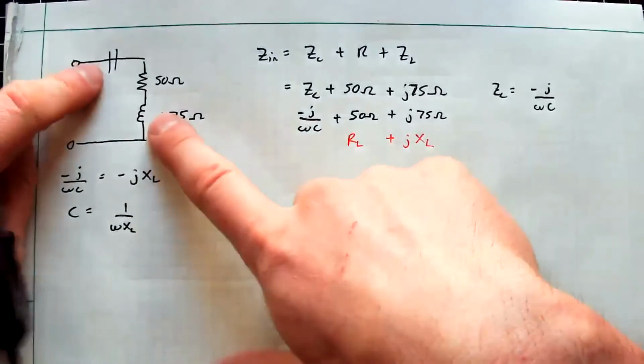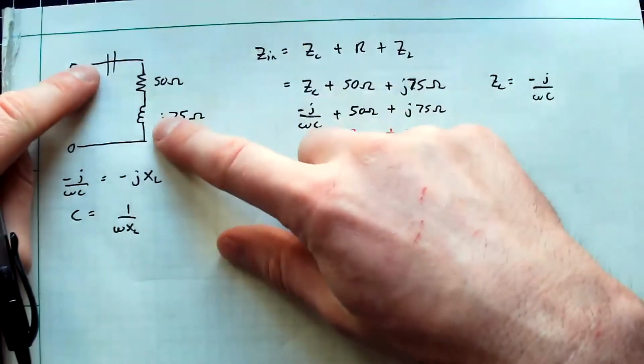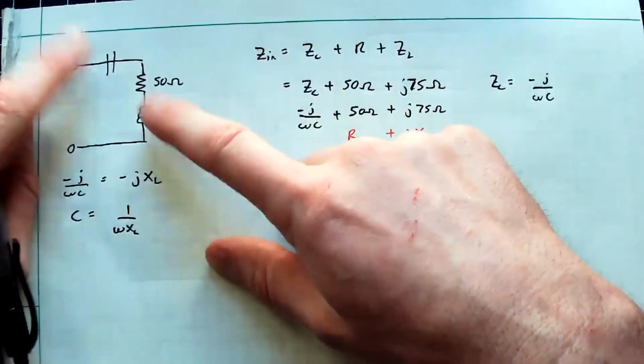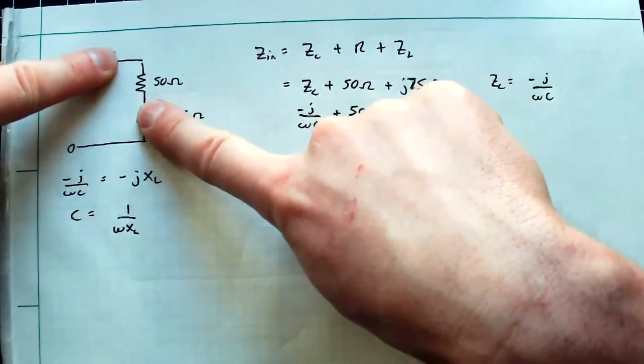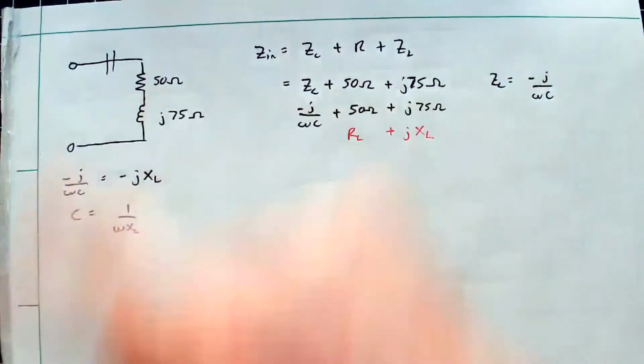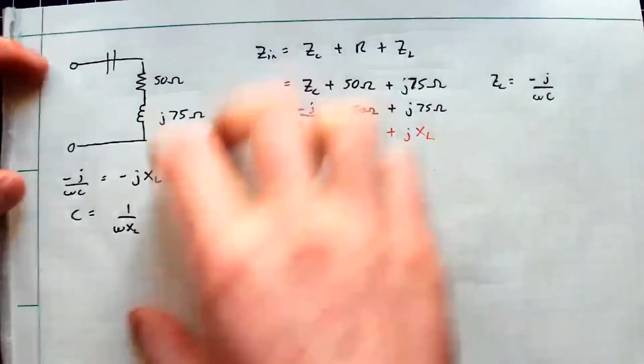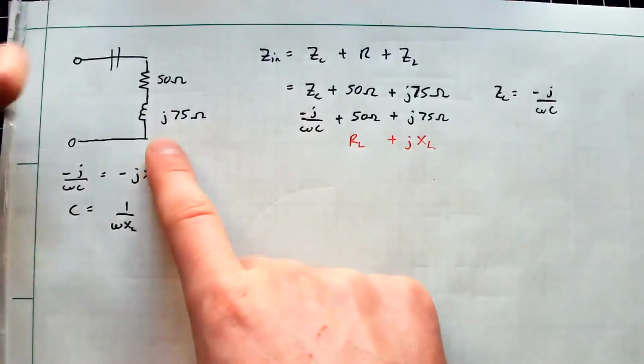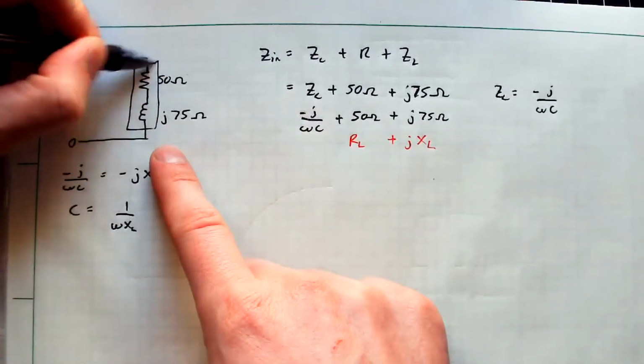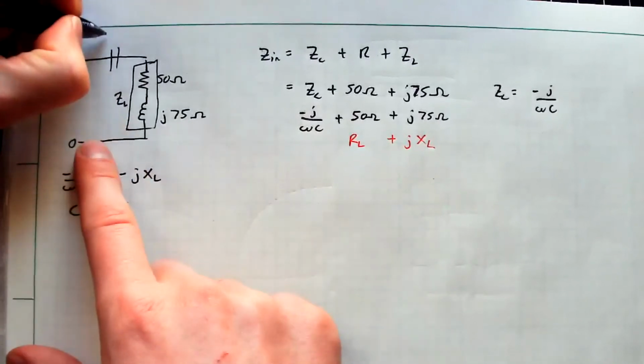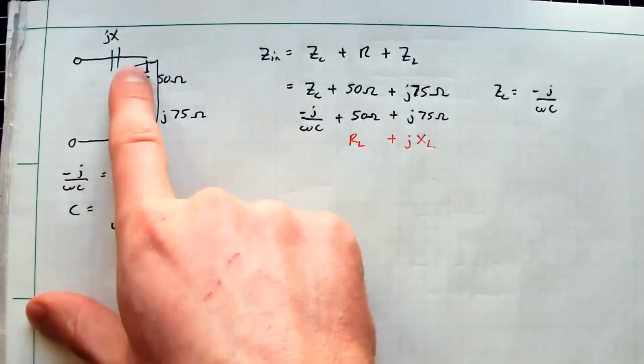That should make sense, because in a series combination of a capacitor and an inductor at the right resonant frequency, these two reactances basically annihilate each other, and I'm just left with my 50 ohms. This is the intuition of how a lumped element should work. I'm going to call that ZL, and I'm going to call this jX.